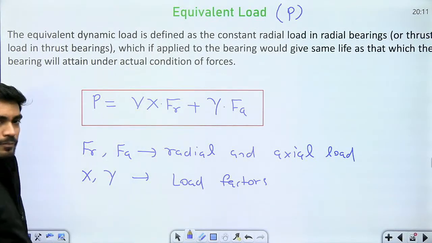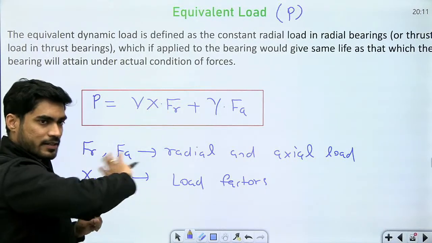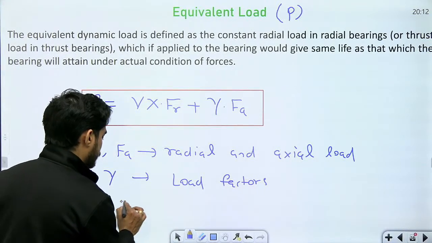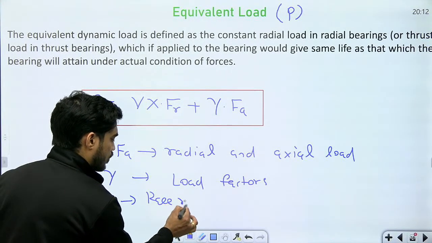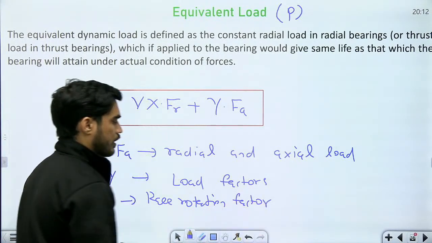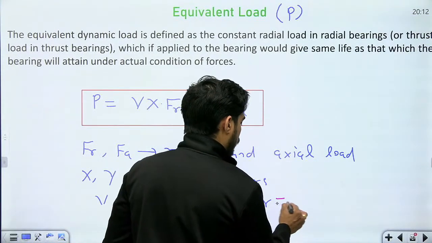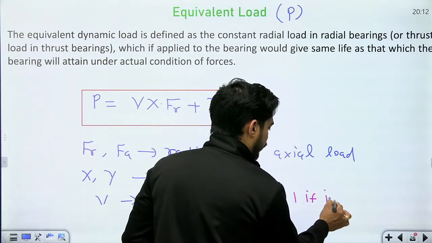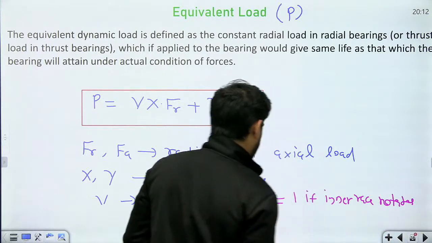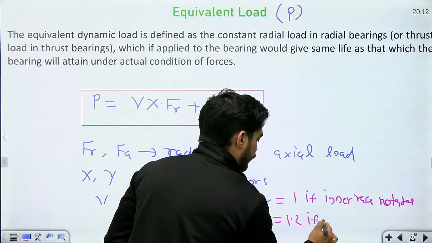Now what is this V? X and Y are load factors to consider the effect of Fr and Fa. That is clear. But what is V? V is known as race rotation factor. Race rotation factor, its value is equal to 1 if inner race rotates, and it is equal to 1.2 if outer race rotates.